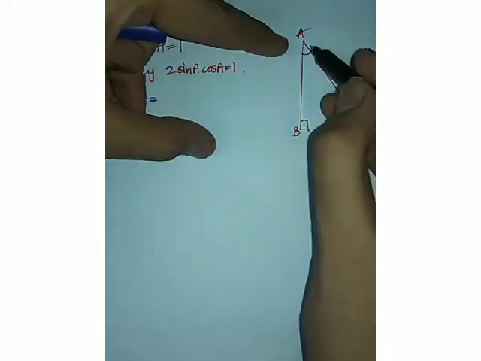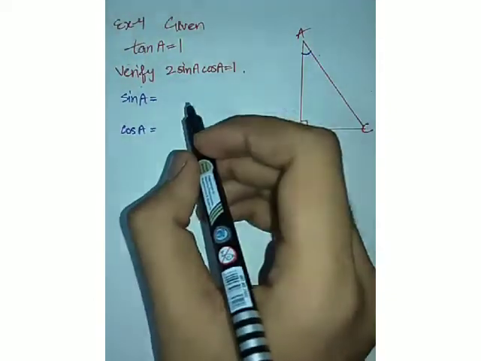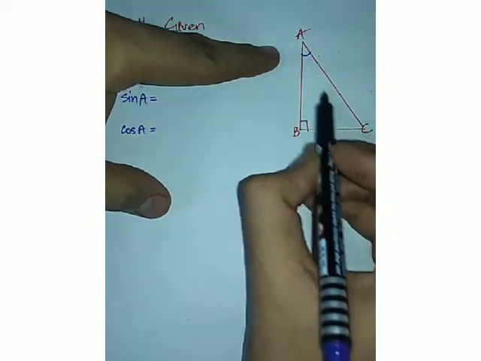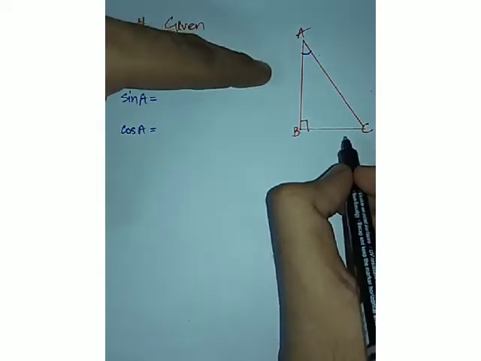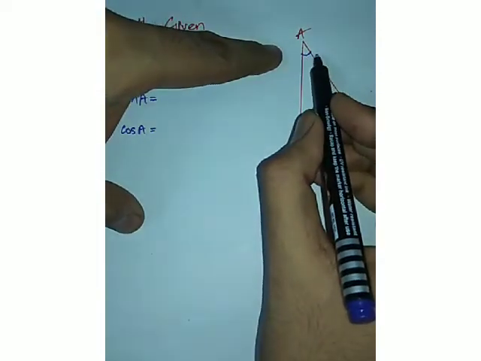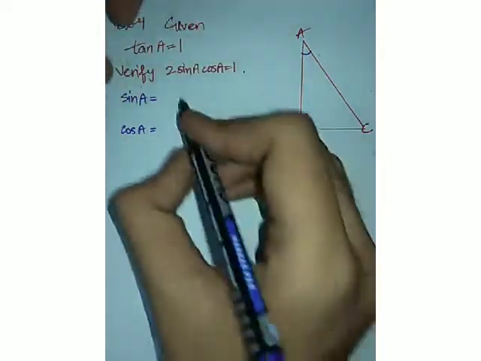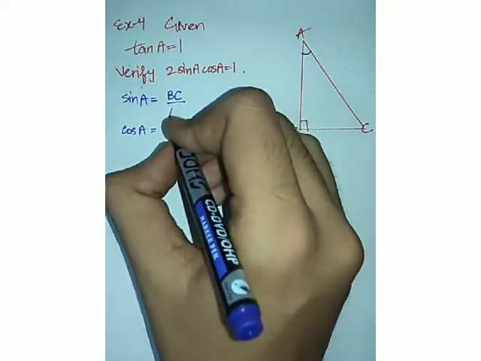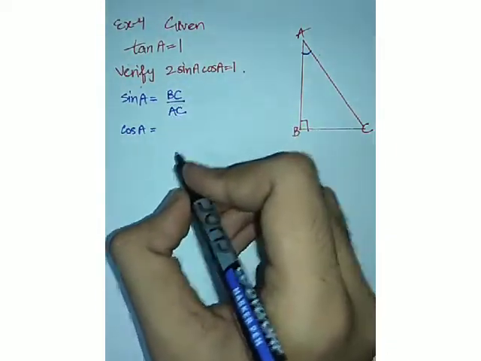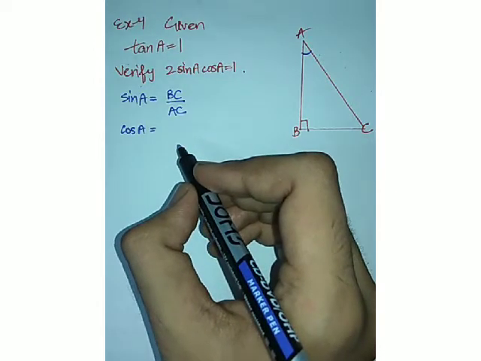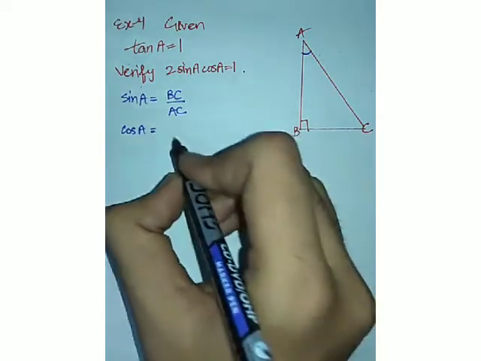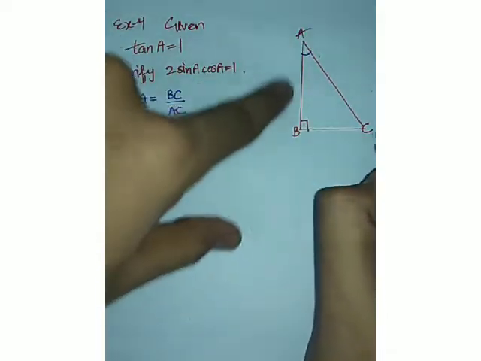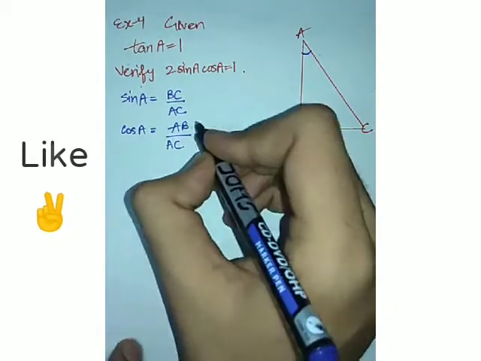Now most of the students will take AB as perpendicular, but I have told you in the previous video as well that the side which is opposite to the angle under consideration will be our perpendicular. So here the angle under consideration is A and the side opposite to A is BC. So BC will be our perpendicular and the hypotenuse will be AC only. And what is cos A equal to? That is base upon hypotenuse. We know that the hypotenuse is AC anyway, and if this is perpendicular, this will be base. So cos A is equal to AB upon AC.